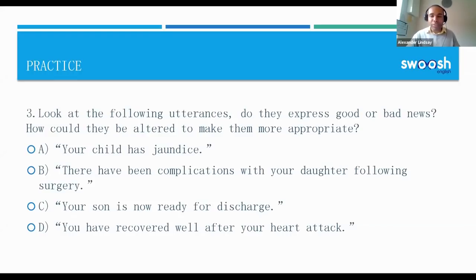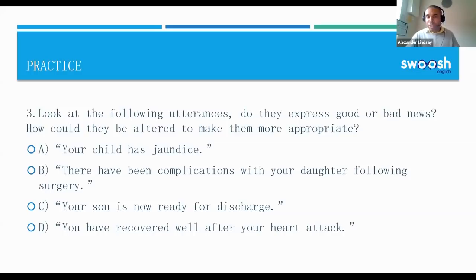So let's have a quick look at the Facebook group and see what's being said here. Yeah, so really, I'm sorry to inform about the complication your child is undergoing after surgery. Again, just expressing some sort of empathy in this case is important. A and B is bad, C and D are good news, absolutely. And we've also looked at some ways that we can express this good news and bad news appropriately.